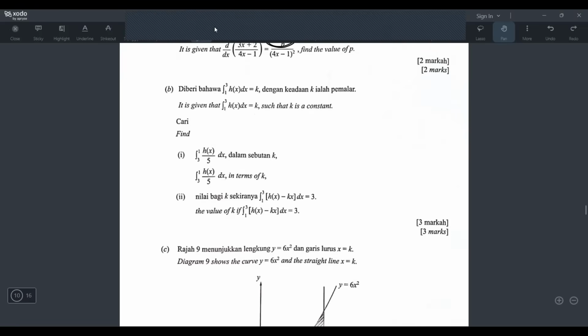Let's do B. So B is an integration question. Given that integrate 3(1) hx dx equals to k, such that k is a constant. Soalan number 1, find integrate 1(3) hx dx.